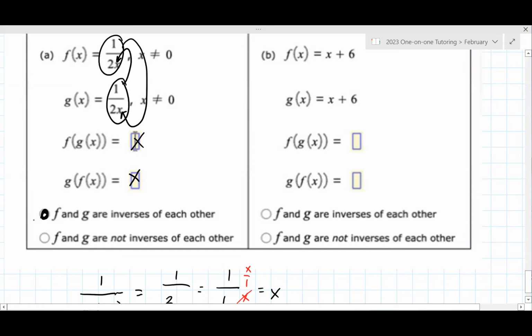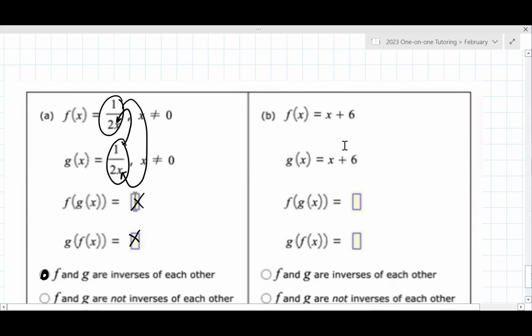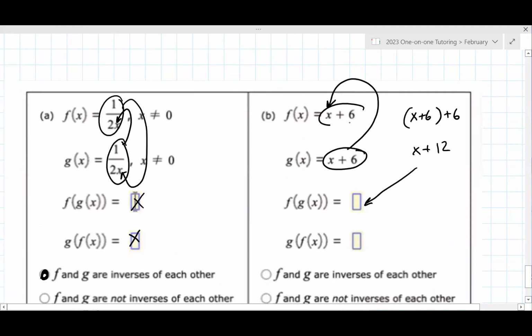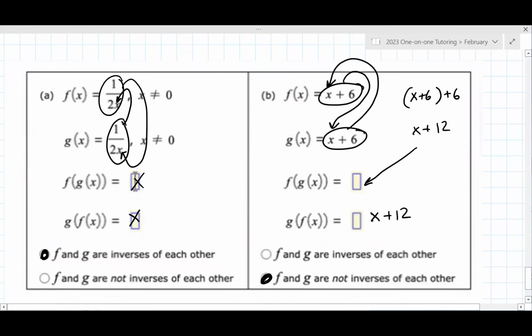Okay. And kind of similarly, the one on the right is also that, but we'll do it for this first one. So take g of x, put that in for x. So it ends up being x plus 6 plus 6, which is x plus 12. That's what goes here. And then you can see it's the same thing. Since these are not both x, they are not inverses of each other. So only when x is the answer, they are. They both have to be x.